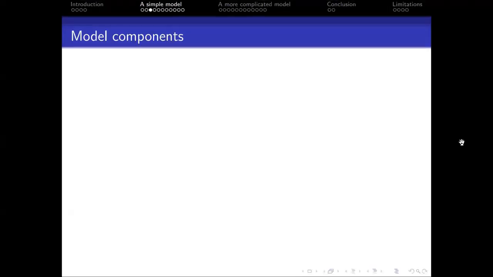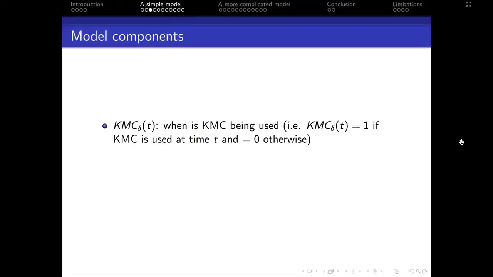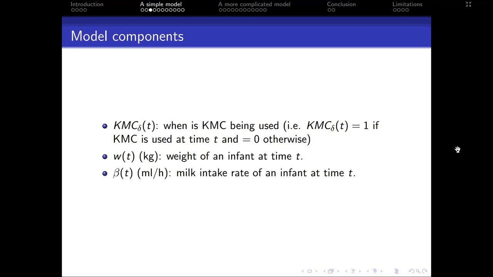Now we introduce our first model. The model consists of KMC, delta, an indicator of when KMC is being used, W, which is the weight of an infant at time t, and lastly, the milk intake rate, beta, at time t. We want to see what these functions look like.